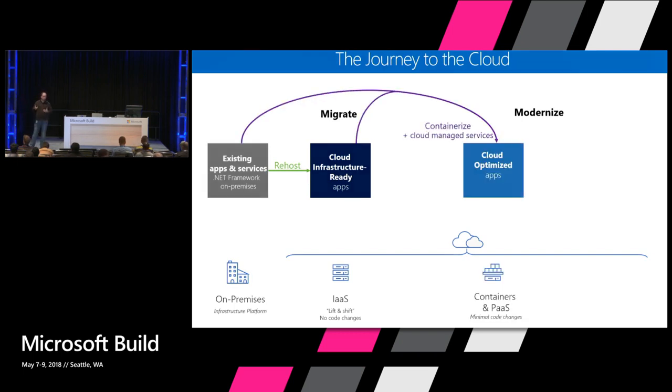Okay, so the first one is what we call cloud optimized applications, and what that means is you are containerizing your applications, might be monolithic applications, whatever you have, and you probably use Windows containers if you were using .NET Framework, and then you deploy it as Windows containers, plus you also use all the managed services in Azure.